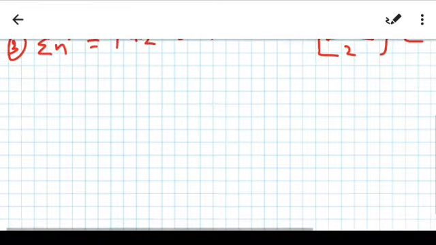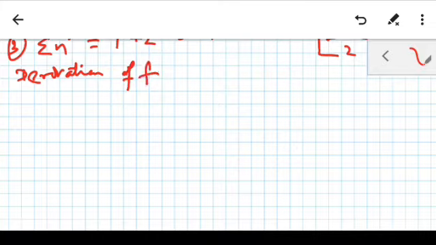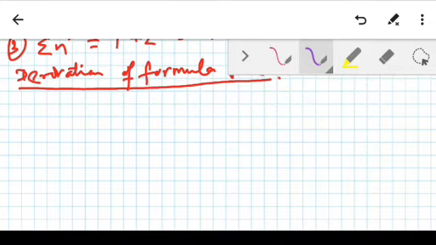So let us first write, this is the derivation of formula for summation of n square. Okay, so let me tell you how to derive a formula for summation of n square.